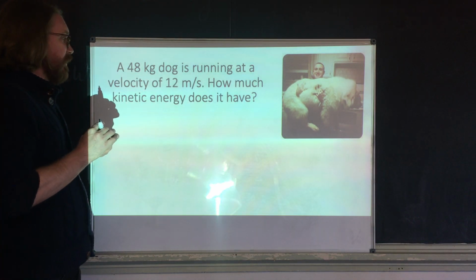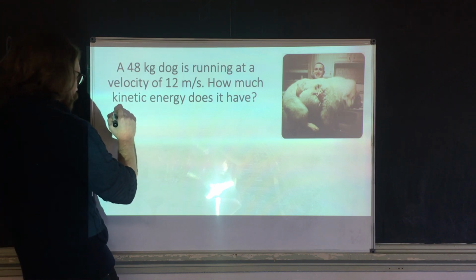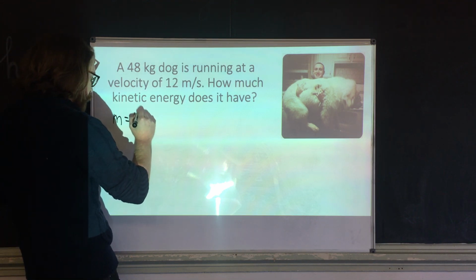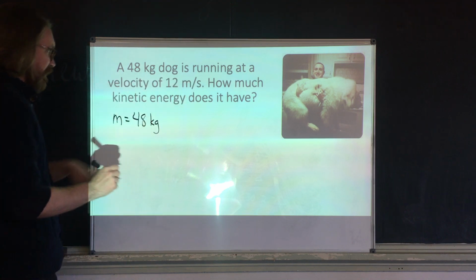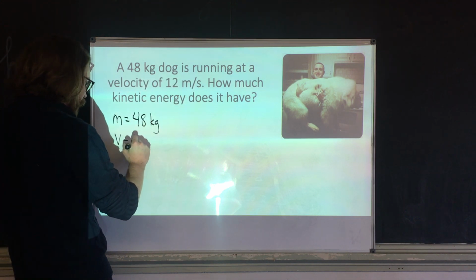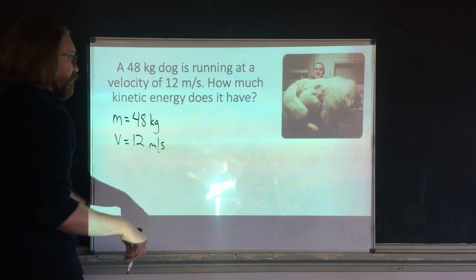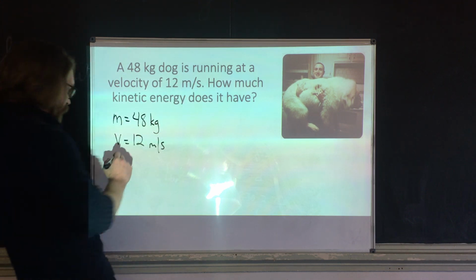We got a 48 kilogram dog. Let's write that down. So first thing we know is our mass is 48 kilograms. Boom. Is running at a velocity of 12 meters per second. Off to a good start. Our velocity is 12 meters per second. How much kinetic energy does it have? KE.